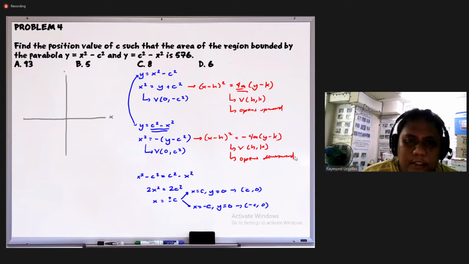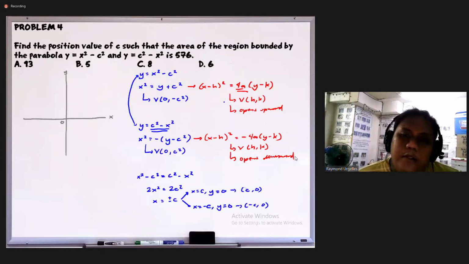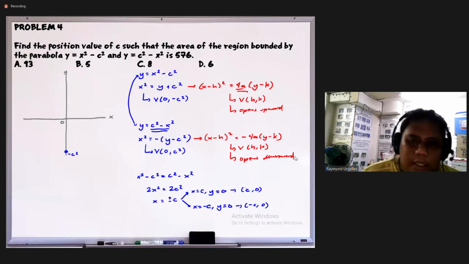So x-axis, y-axis, origin. Diba? So plot natin yung mga points. Okay? So first, we have 0, negative c squared. So 0, negative c squared. So let's say this is negative c squared. So ito yan. Diba? So then yung 0 positive c squared naman is nasa kabilang side.